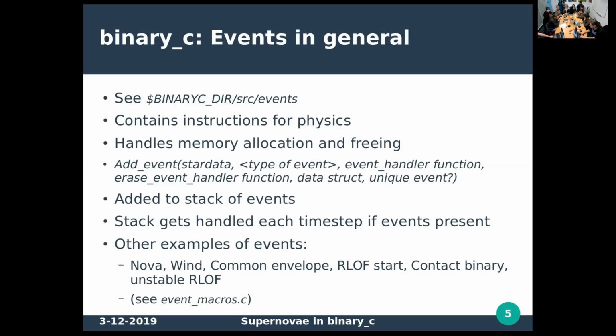Some other examples of events are novae, common envelope, Roche lobe overflow start, but I saw that it wasn't implemented yet, contact binary, unstable Roche lobe overflow. And these are all in the event macros.